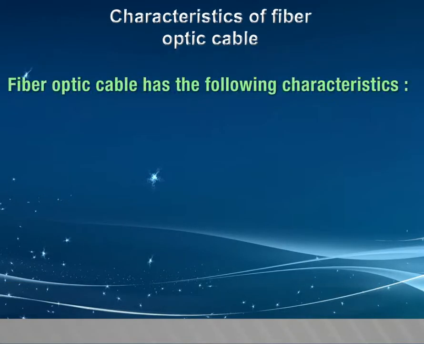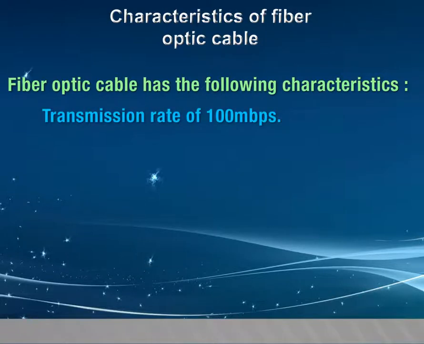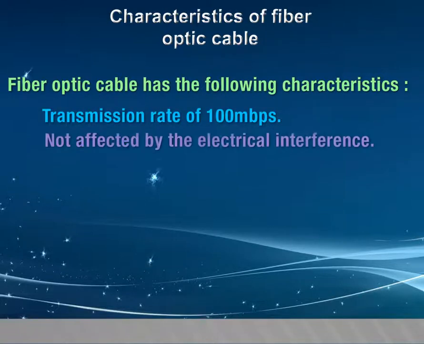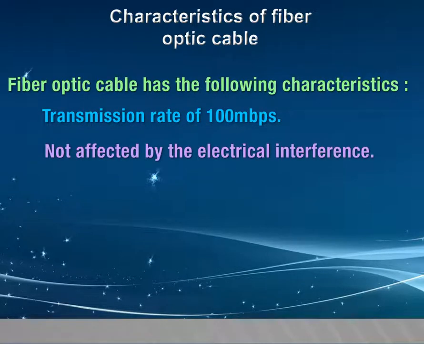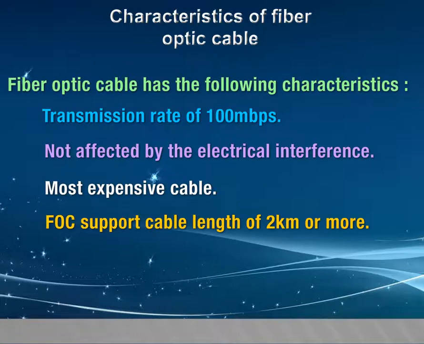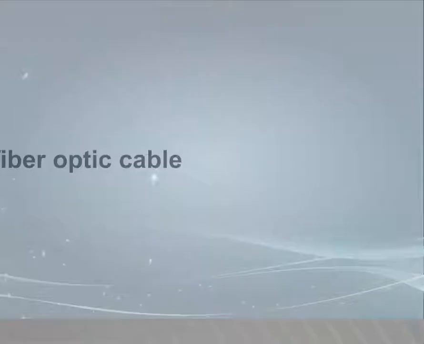Characteristics of fiber optic cable. Fiber optic cable has the following characteristics. Transmission rate of 100 Mbps, not affected by the electrical interference, most expensive cable. FOC supports cable length of 2 km or more.